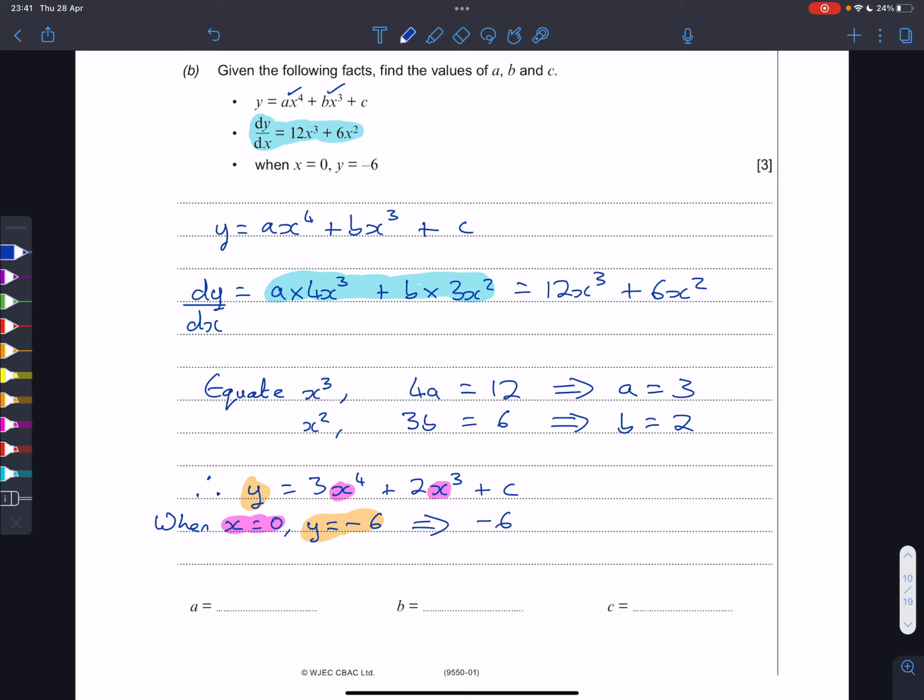So I get negative 6 equals 3 lots of 0 to the 4 plus 2 lots of 0 cubed plus c. So that's negative 6 equals, well, 3 lots of 0 to the 4 and 2 lots of 0 cubed are both 0, so that's just c. So my a is 3, my b is 2, and my c is negative 6.